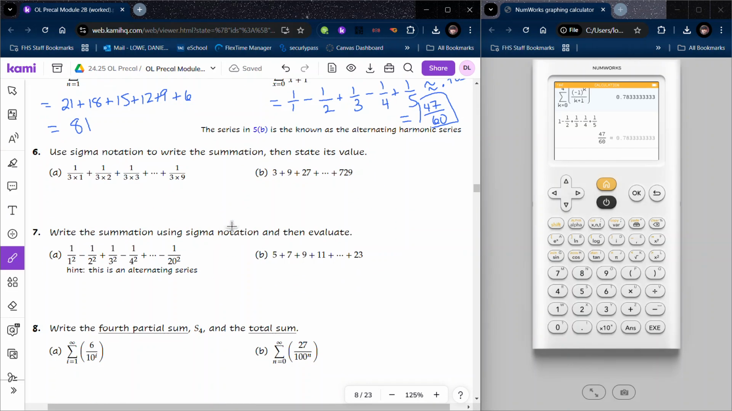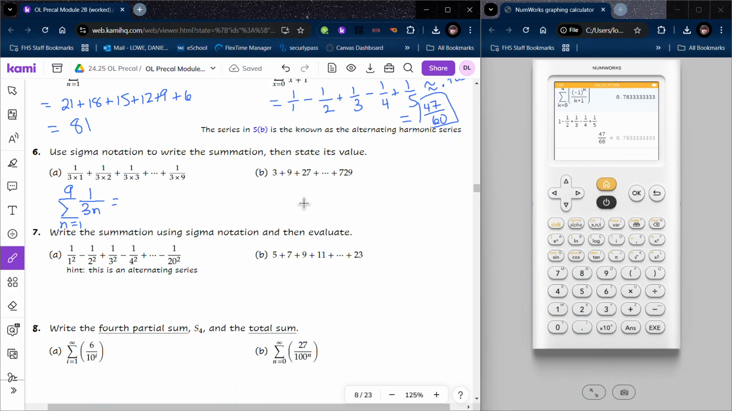Now, writing a series using sigma notation, then stating the value. So I'm going to need to figure out how many terms I have for each one of these. I'll start with my summation notation. If I look at what I seem to have here, I'm going to have 3 times my counter, let my counter start at 1 and end at 9, and it's 1 over that. Then I can just use my calculator to solve.